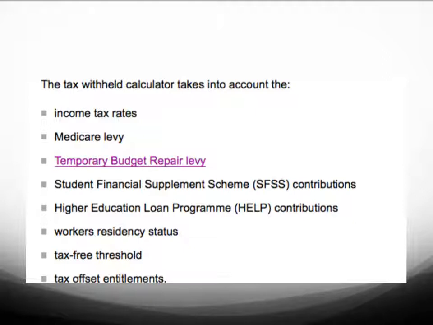The calculation also takes into account if someone has a HECS debt, now known as a Higher Education Loan Program, whether the person is an Australian resident, whether they've claimed the tax-free threshold, and any tax offset entitlements. These items we'll discuss further when we look at our next unit on taxation.